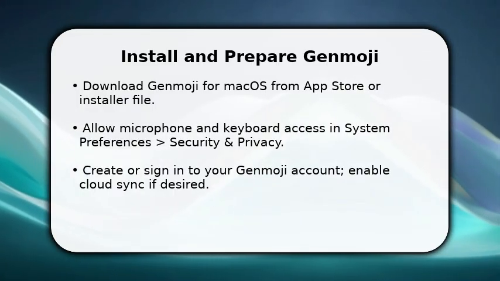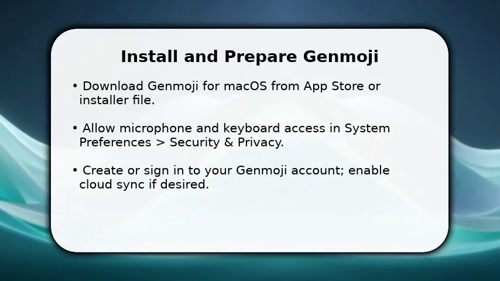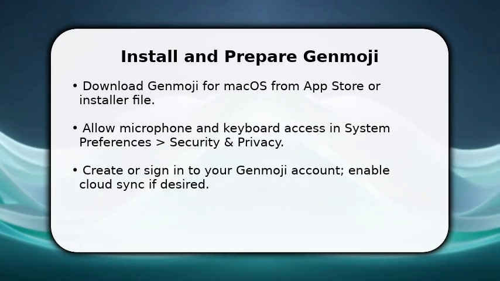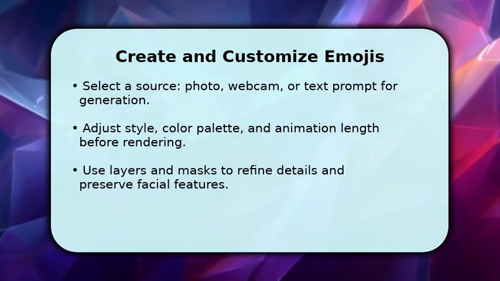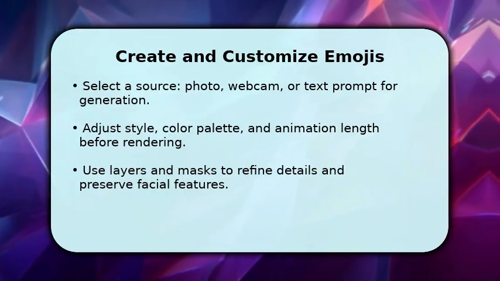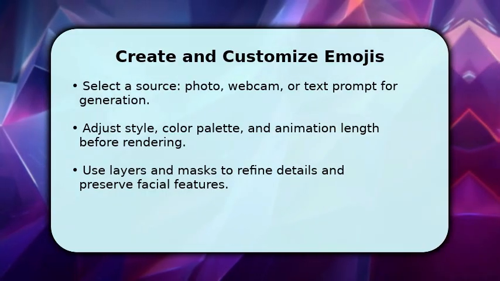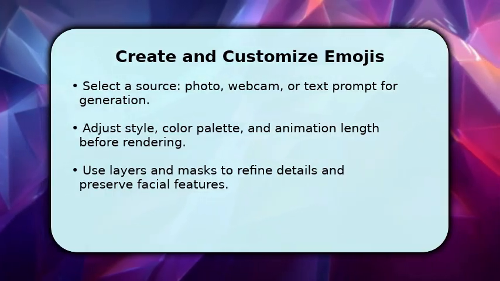Make sure to pick a default output folder and a preferred emoji model in settings, because that determines speed and file types when you export. Now you generate and refine. Import a photo or use the webcam, or type a text prompt to guide Genmoji's model. Once your source loads, tweak style presets, color palette, and animation length. These controls affect file size and final look.